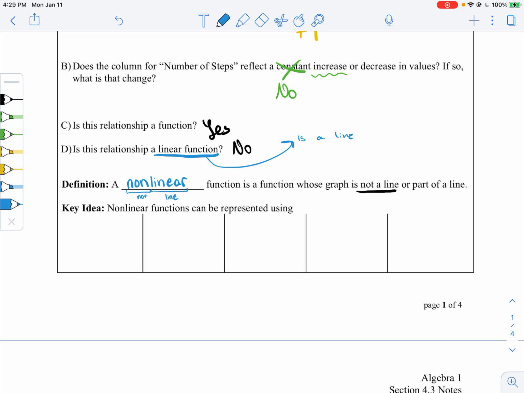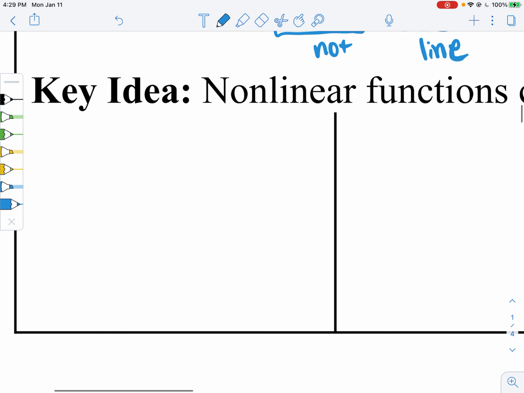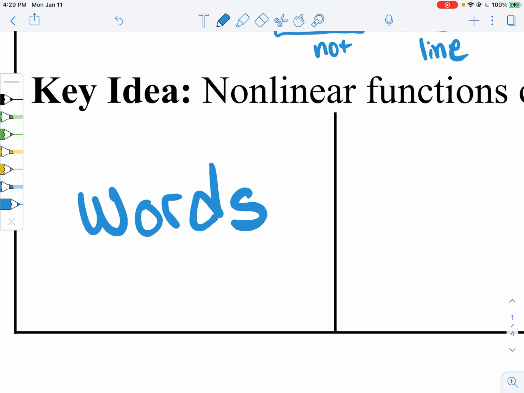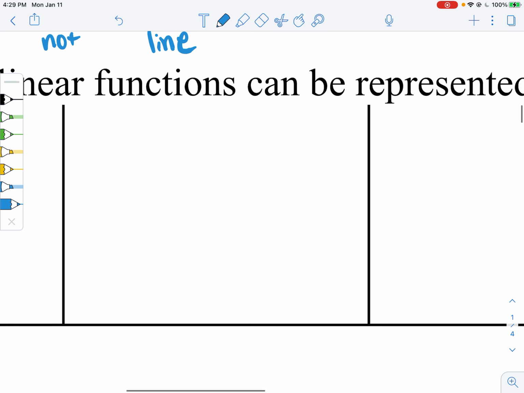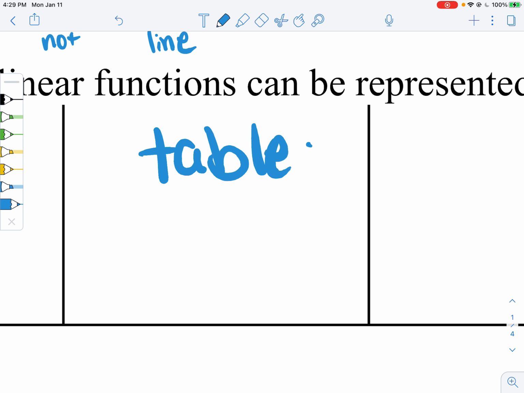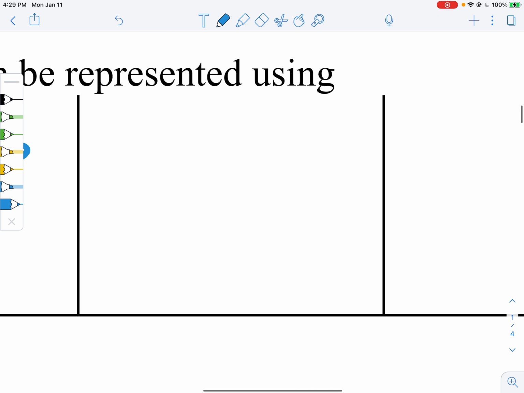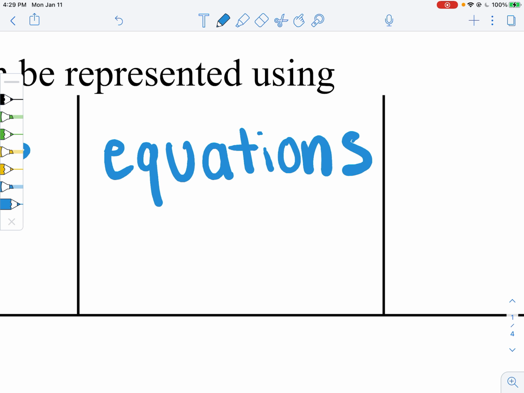Ta-da! Now, any functions, in fact, linear or nonlinear, can be represented in 5 ways. One, you can represent them with words by just talking or writing about what you see. You can represent them with tables. Tables look like an x value and then the y value that goes with it. You can also represent them with equations. Examples of equations that are nonlinear are y equals x squared, that's a quadratic, or you can have y equals the square root of x, that's a square root function. And others.